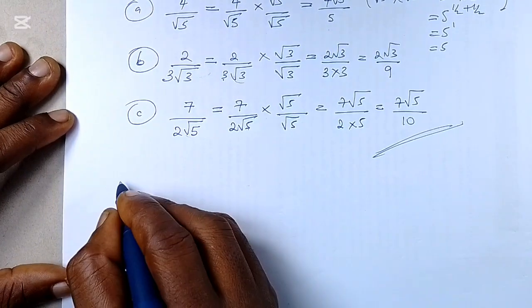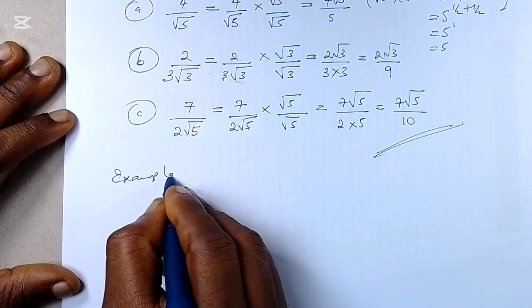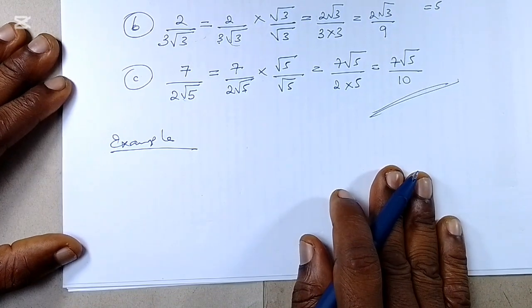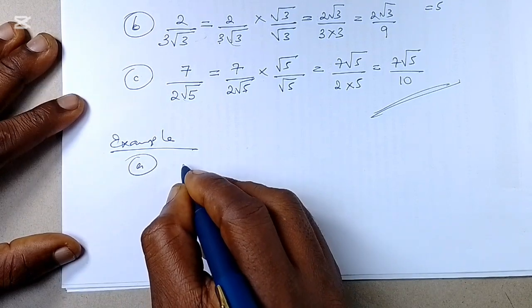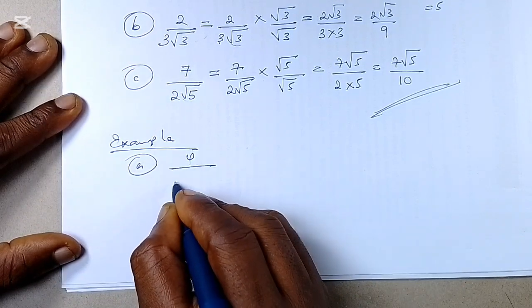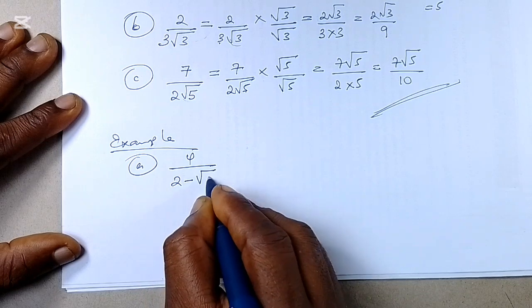Now let us look at another example. Examples on the second type. Now, for an example on the second type, please consider a case like this. What if you are asked to find this? 4, that is to rationalize this surd 2 minus root 5.